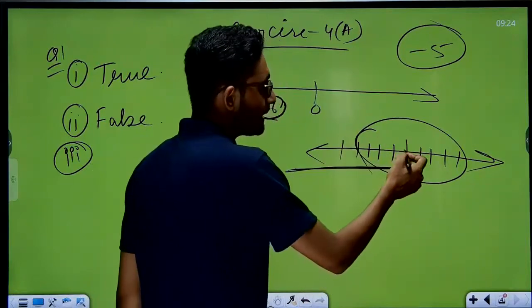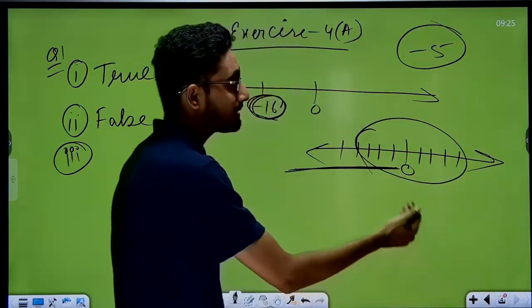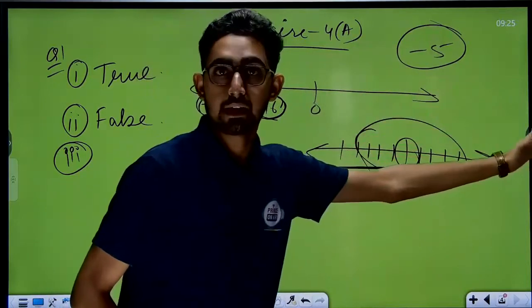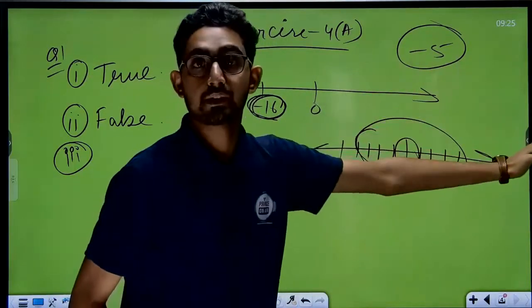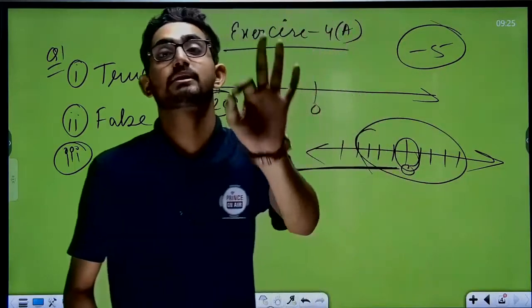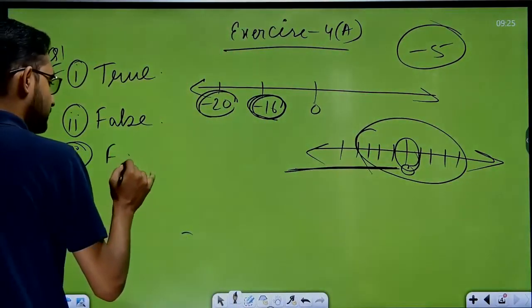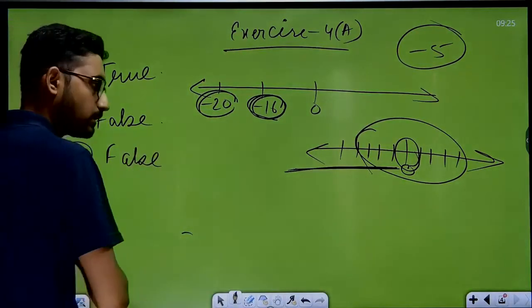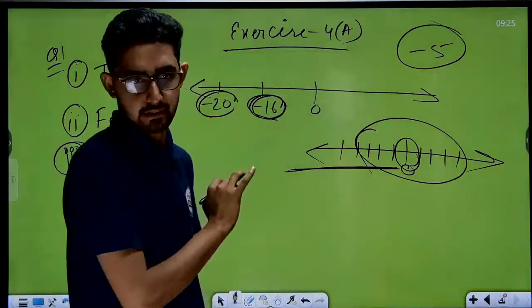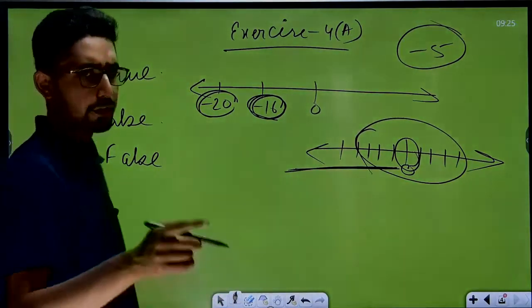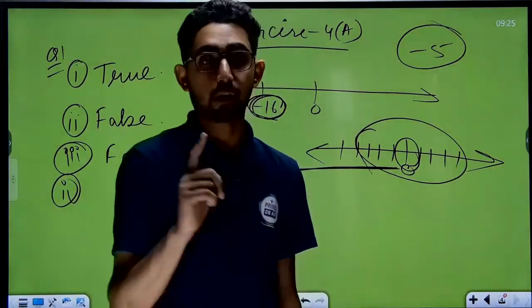How is it possible? Is 0 to the left of the negative numbers or to the right of the negative numbers? Obviously 0 is the number that is right of the negative numbers. That's why we can say this is a 100% false statement. Done. This also done.